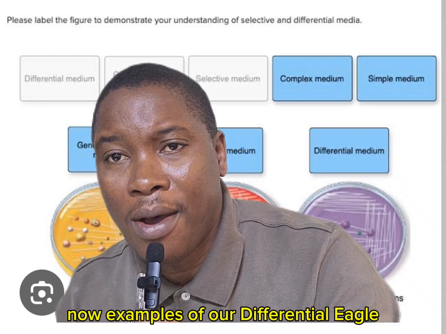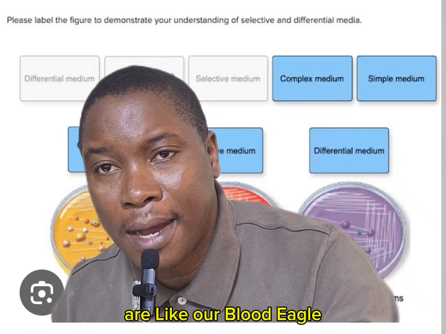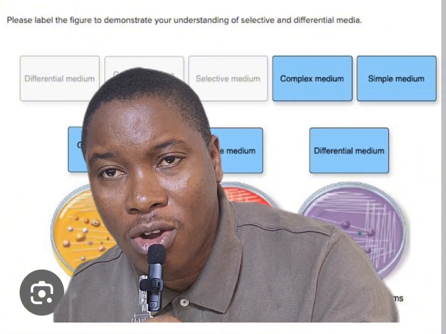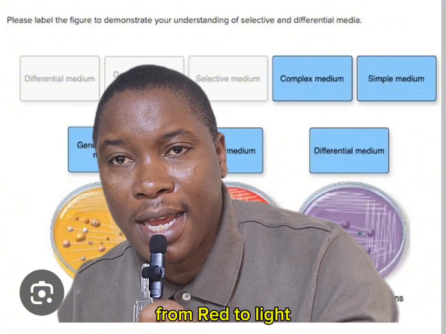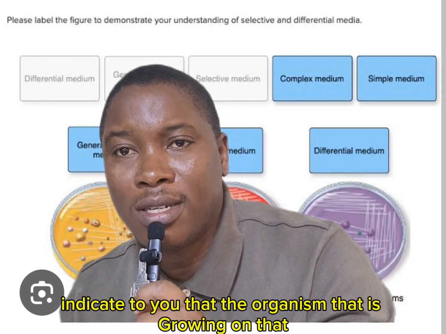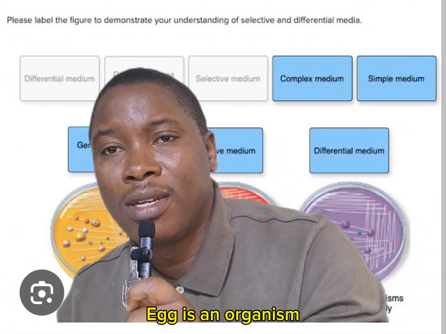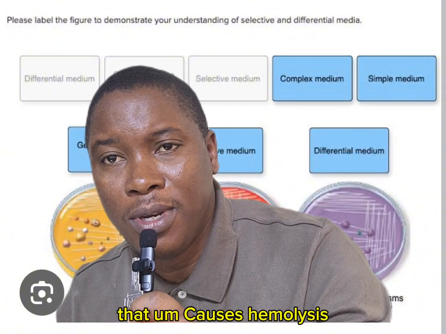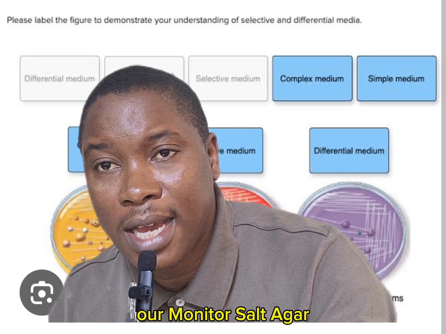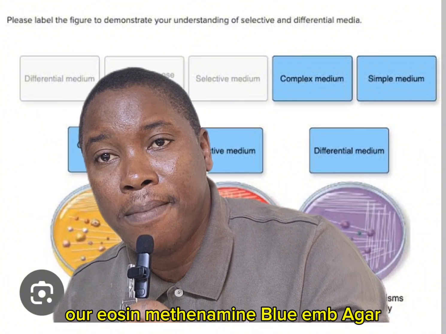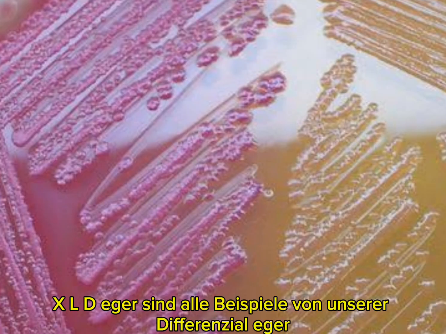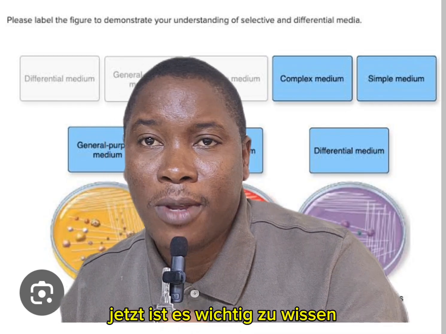Now, examples of our differential agar are like our blood agar, like our chocolate agar that we use for hemolysis. You know that once you're seeing those changing colors of the agar from red to light yellow to lighter, all those color changes indicate to you that the organism that is growing on that agar is an organism that causes hemolysis. So your blood agar, your chocolate agar are differential media. Our mannitol salt agar, our eosin methylene blue (EMB) agar, and our xylose lysine deoxycholate (XLD) agar are all examples of our differential agar.